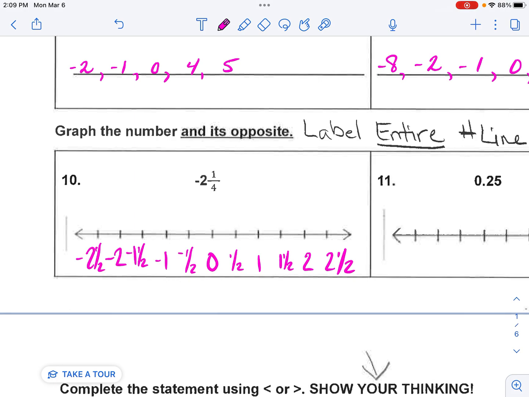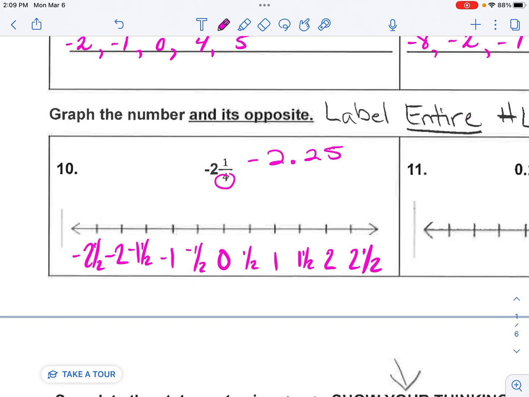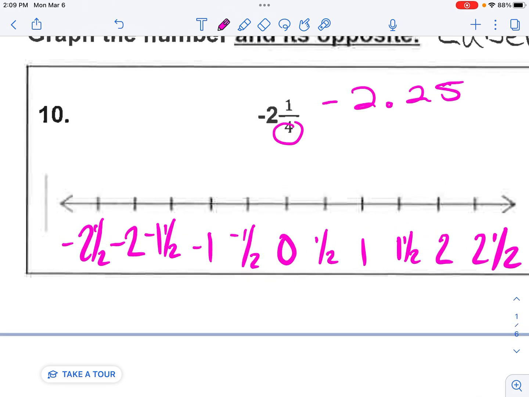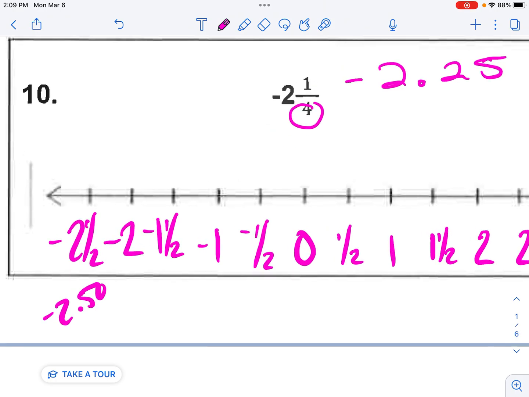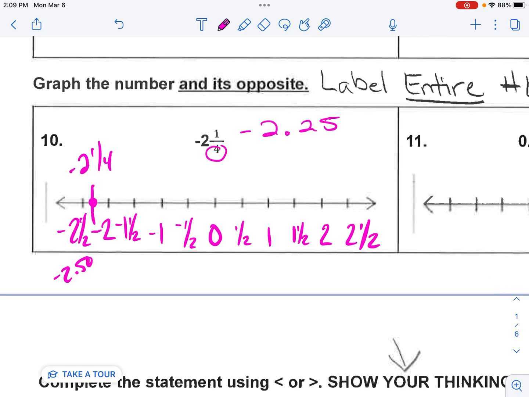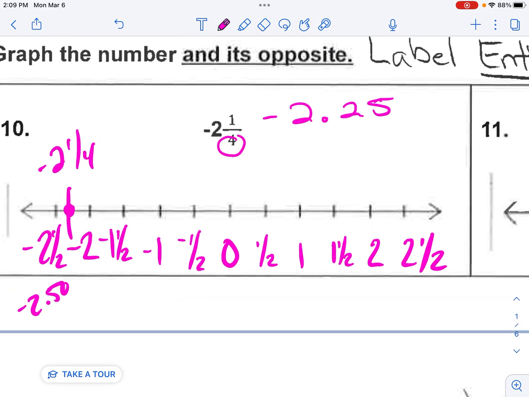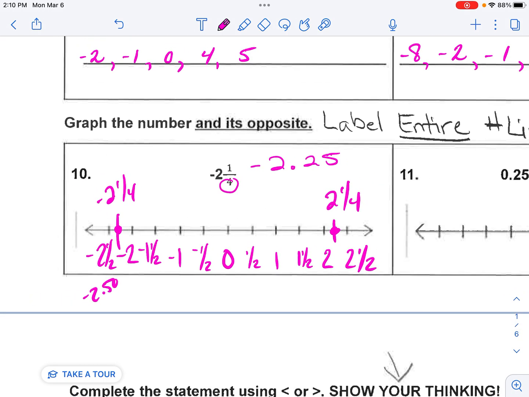Okay, -2 1/4. Remember, 1 out of 4 quarters. This is the same as -2.25. So that's going to be in between -2 and -2 1/2, because -2 1/2 is -2.50, right? So right in between -2 and -2 1/2 would be -2 1/4, and its opposite would be +2 1/4. So right in between 2 and 2 1/2 again would be 2 1/4.